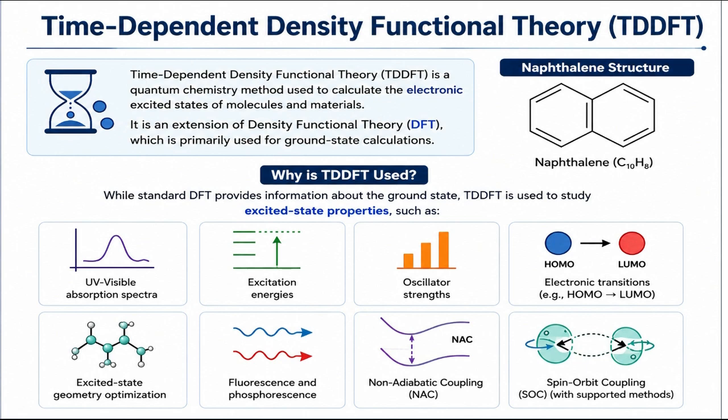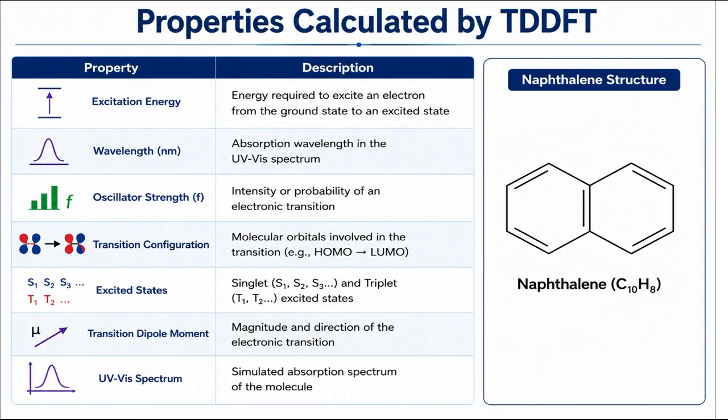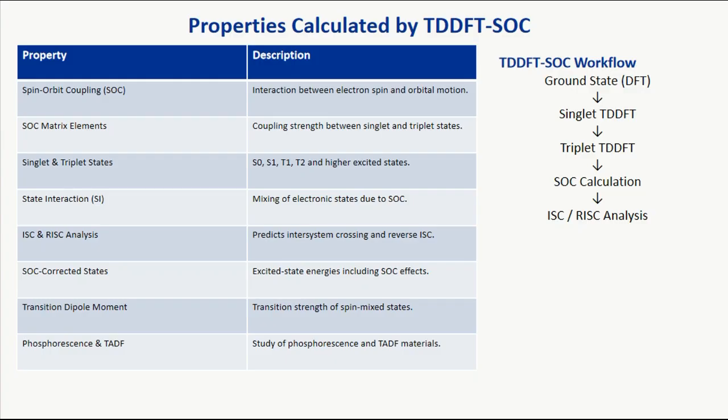coupling. We will again take naphthalene as the example. In a previous session we only discussed TDDFT, but in this session we will focus on TDDFT spin orbit coupling. Like in the previous sessions, we calculated different TDDFT results, and now we will calculate spin orbit coupling, SOC matrix elements, like the coupling strength between the singlet and triplet states.